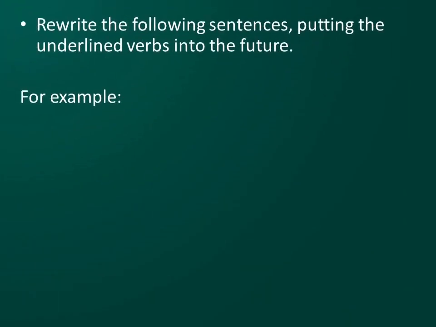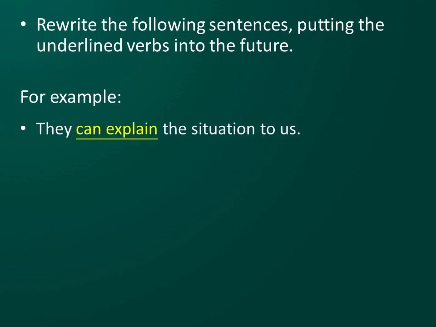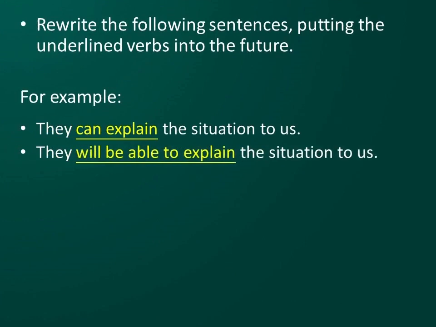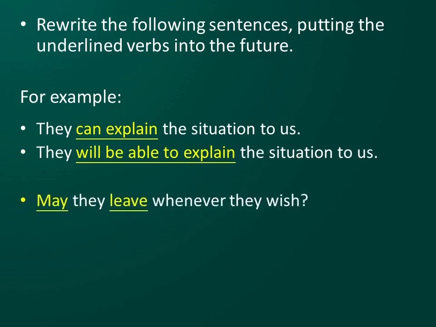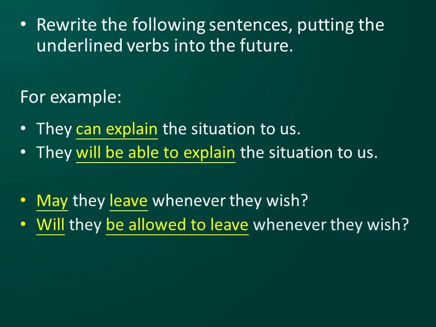Rewrite the following sentences, putting the underlined verbs into the future. For example, they can explain the situation to us. They will be able to explain the situation to us. May they leave whenever they wish? Will they be allowed to leave whenever they wish?